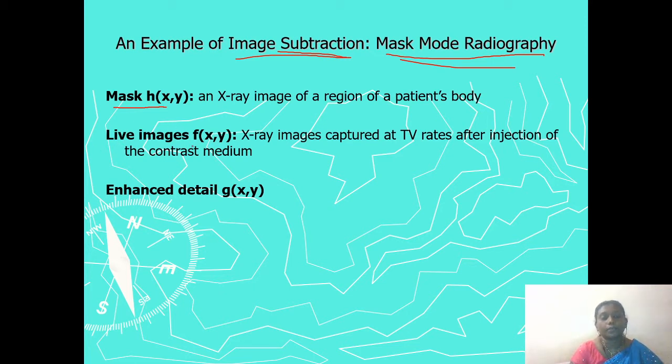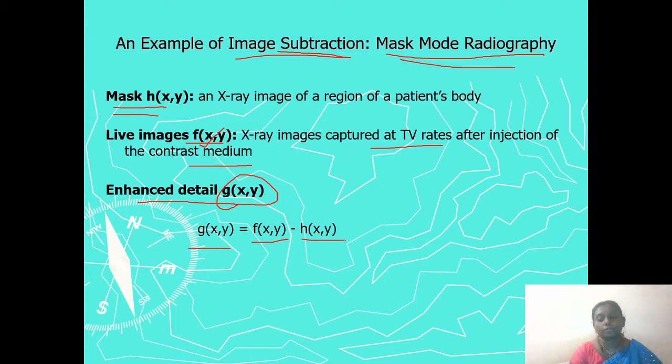So here the live image is represented with f of x comma y, we know this, and the X-ray image is captured at TV rates after injection of the contrast medium. Then after applying the mask image upon the original live image, we get the enhanced details, denoted with g of x comma y. So g of x comma y is the original live image f of x comma y minus the mask h of x comma y. We are subtracting the mask.